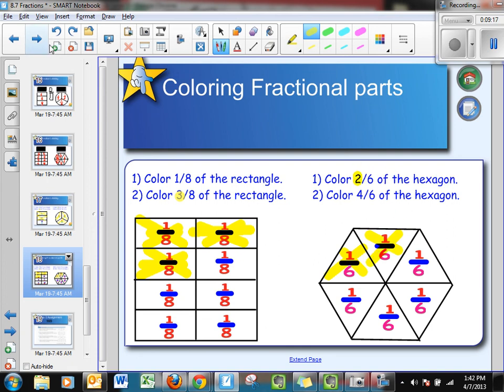And then the last one says 4/6 of this hexagon needs to be colored in. Since that top number is 4, I need to color in 4 pieces. So there's 1 and 2, and I'm done, right? That shows me 4 out of 6. Nope, I need to color in 4 total. So 1, 2, 3, and 4. That would show me that I have 4/6 colored in.